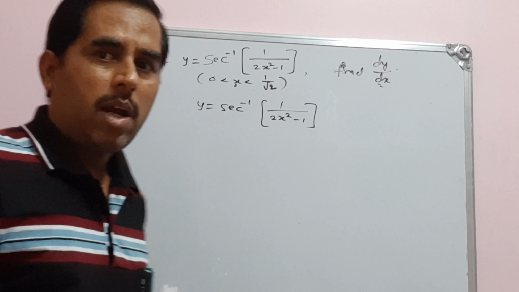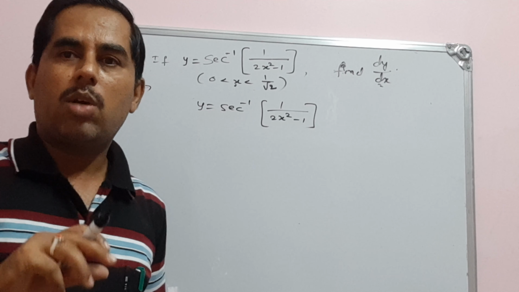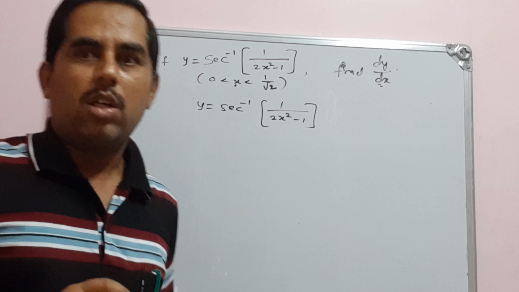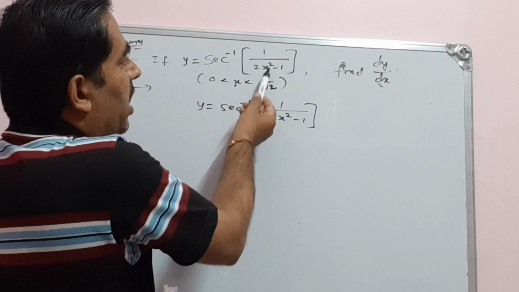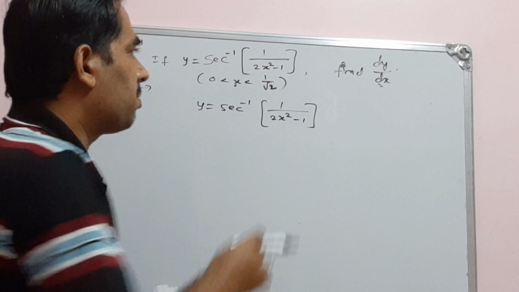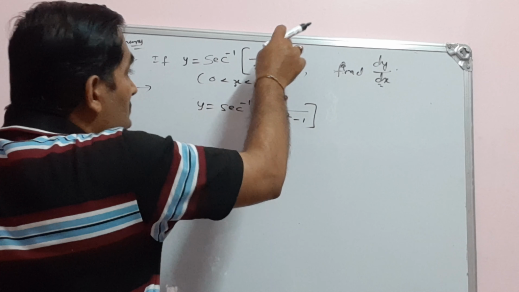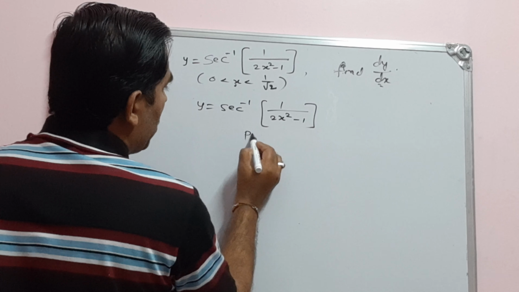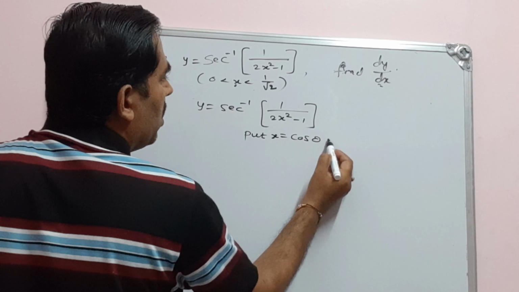As I told earlier, for the previous problems which we worked out, our substitution was x is equal to tan theta. But it is not the rule that every time we have to substitute x is equal to tan theta. If we put x is equal to tan theta here, we will not succeed. That's why we have to observe the quantity within the bracket. Outside, secant inverse is present, and inside I have 1 by 2x square minus 1. The x is in the denominator, so our substitution must be: put x is equal to cos theta.